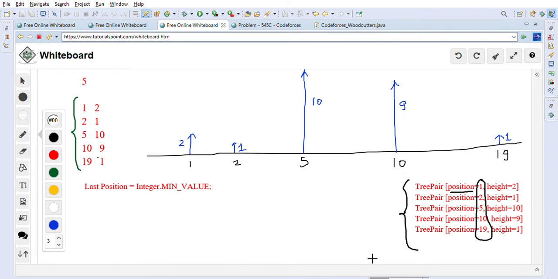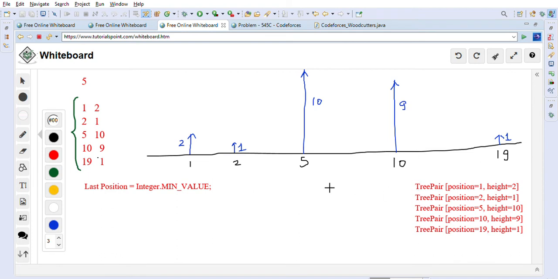This sorting is very important to solve this problem, because it assures that we are going to find the maximum number of trees that we can cut. So this sorting is very critical. These tree pairs must be sorted after we have created them. So now we already have the tree pair sorting done.